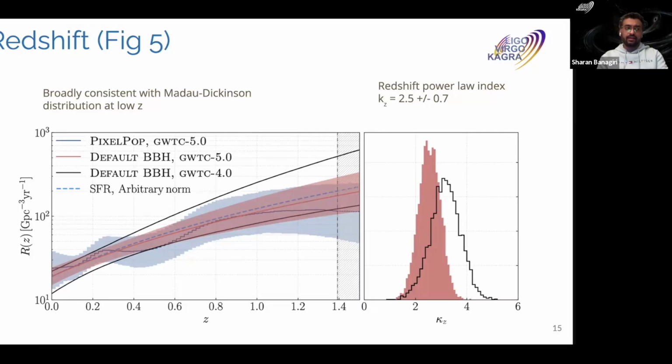We do not recover any evidence for a peak yet, which is interesting but not perhaps surprising given that models suggest that peaks should happen at higher redshift than we are sensitive to currently. At low redshifts, the redshift distribution can be fit quite well using a power law, and we find that the power law index is about 2.5 plus or minus 0.7. So that's the salmon histogram here, and the corresponding GWTC-4 value is shown in black.